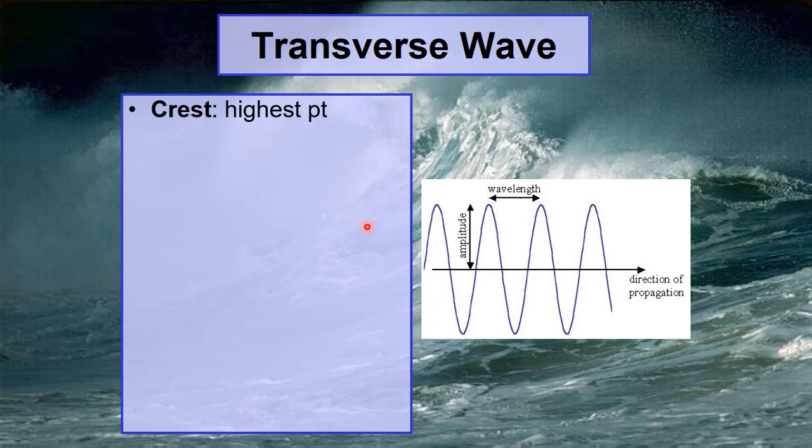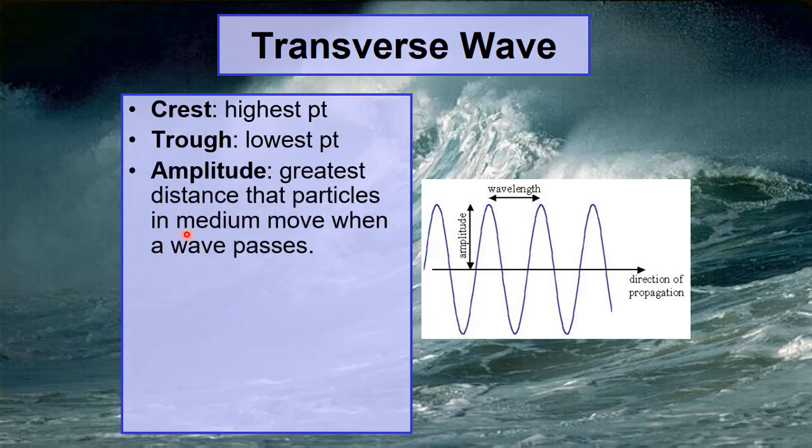Crest. What is crest? The highest point. This is the highest point of a wave. This highest point is called crest. The lowest point is called trough. Amplitude: greatest distance that particle of a medium moves when a wave passes. Amplitude is the greatest distance that the particle of a medium moves.